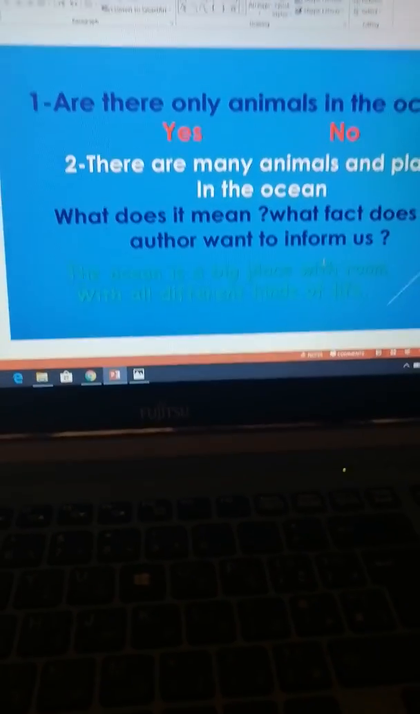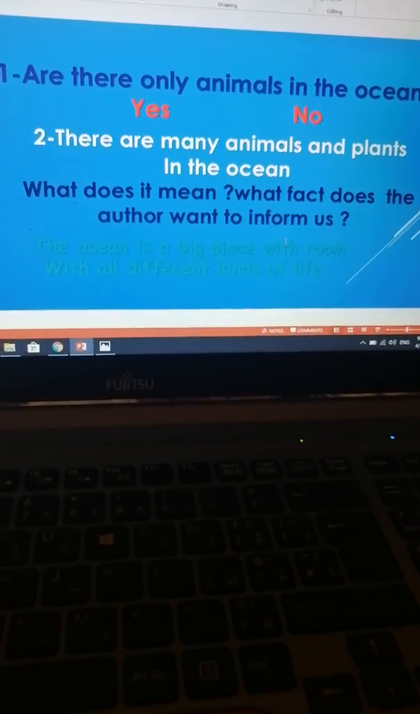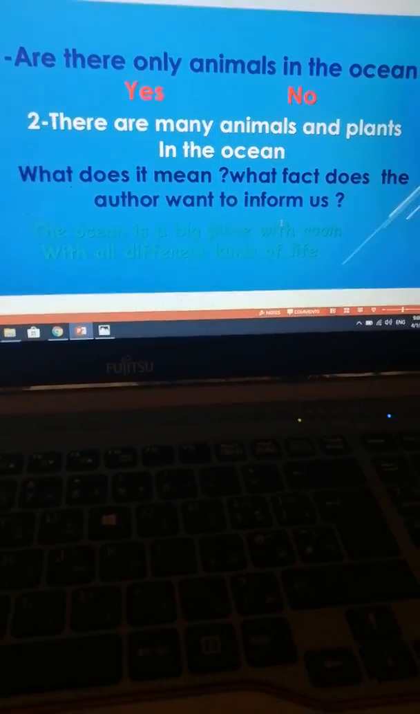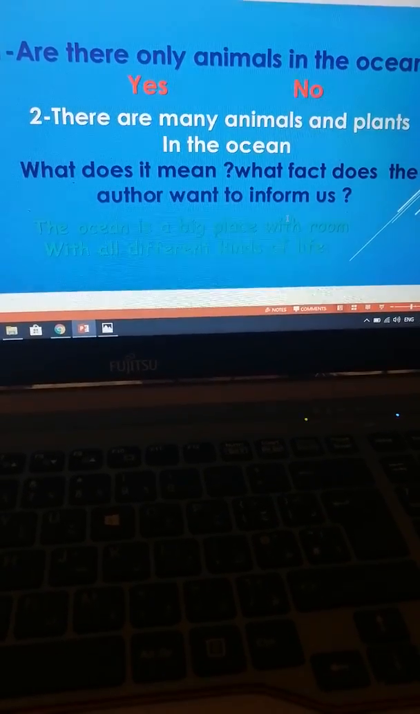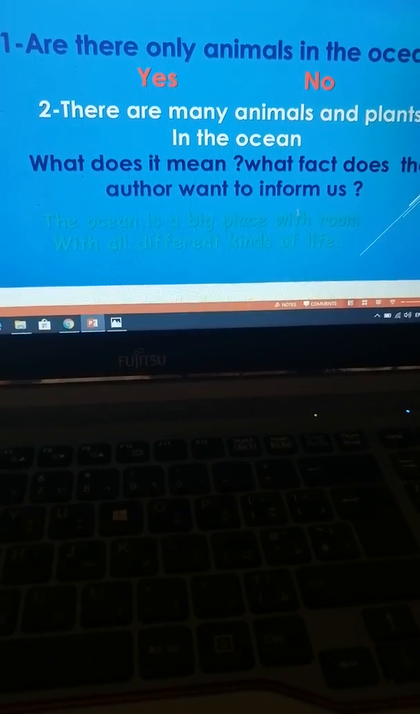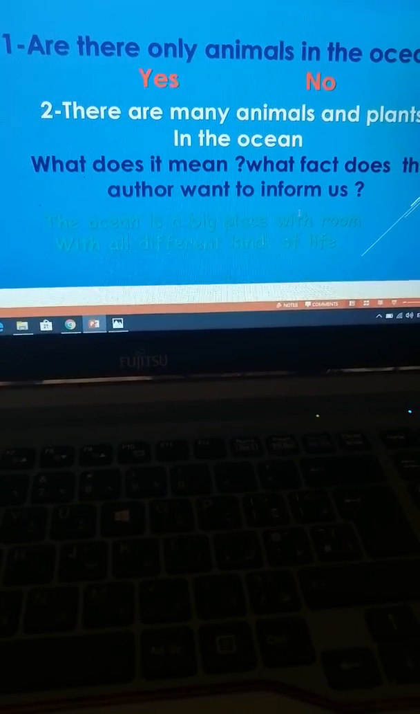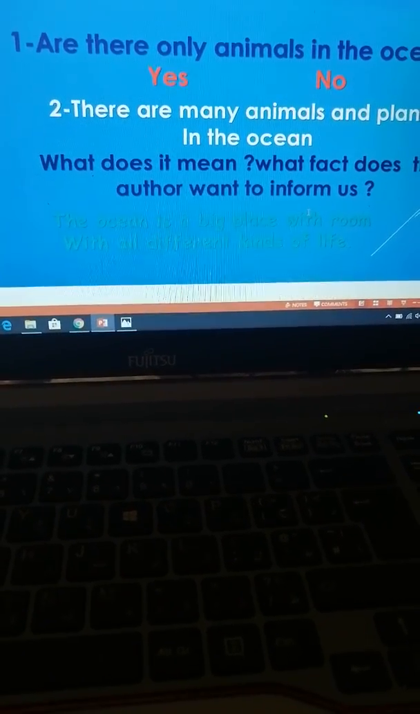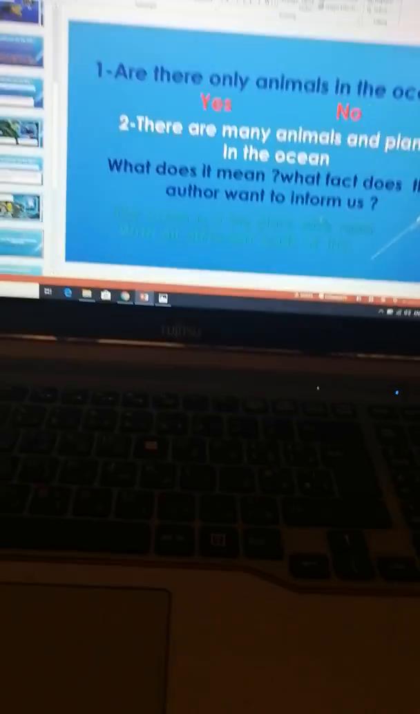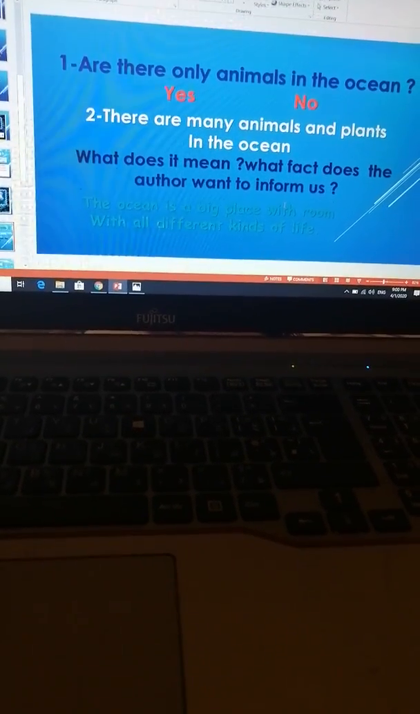I can ask, are there only animals in the ocean? No, I can find animals and plants together in the ocean. The author wants to tell us that the ocean is a good home to the plants and to the animals. Why? Who can tell me why? Why is the ocean a good home for some animals and plants?